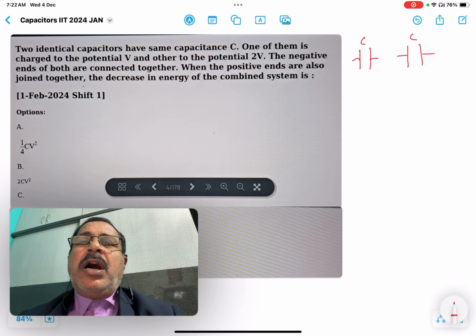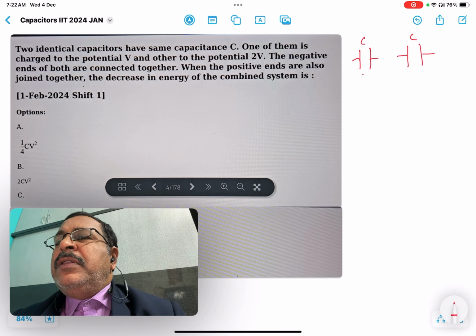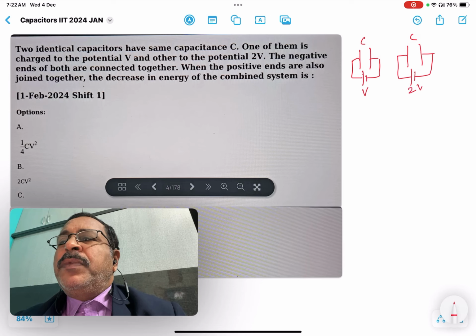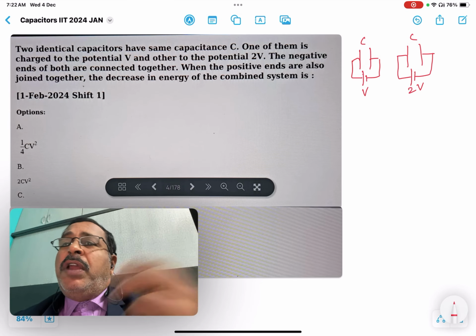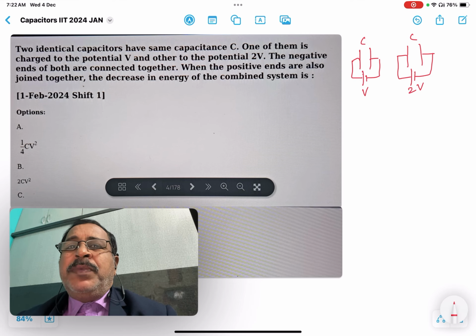One of them is charged to the potential V here. So this is charged to potential V, a battery is connected, and this one also is charged to a potential 2V. Okay, so the capacities are equal, but they are charged to different potentials, V and 2V.